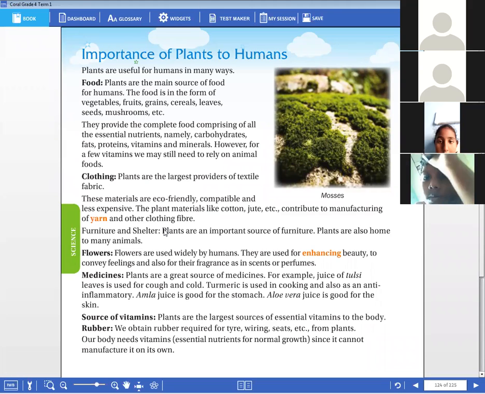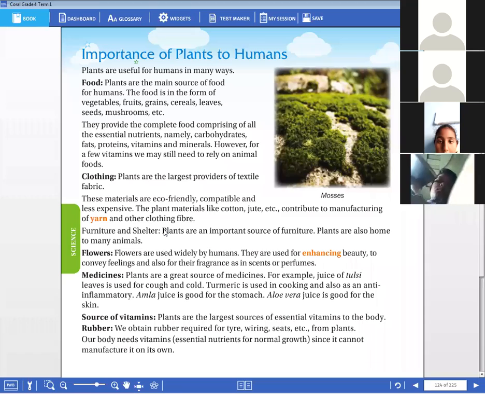Next, sources of vitamins. Plants are the largest sources of essential vitamins for the body. Plants are the major source, children, which is used to get the vitamins.